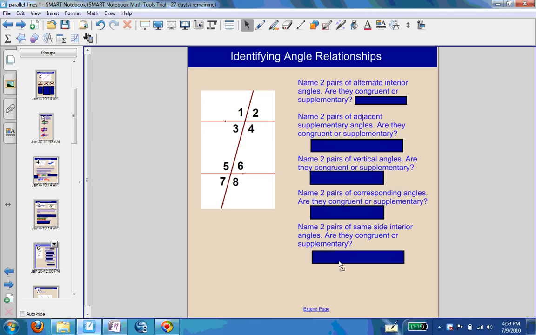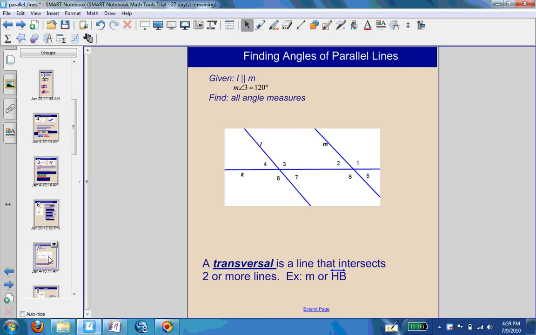Now I'm going to show you how all this comes together in the next 2 examples. It will help you to see where same side interior and alternate interior came from. If you know the ideas of vertical angles, corresponding angles, and supplementary angles that are adjacent to each other, that will help you to understand where all the definitions come from with parallel lines.